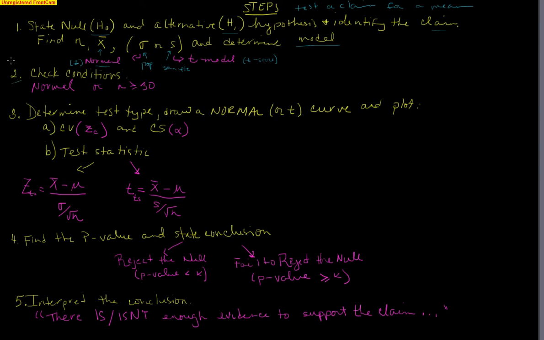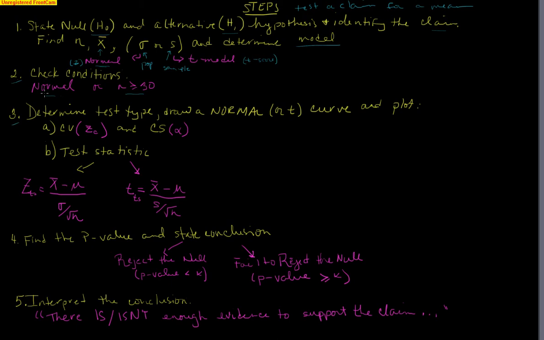Okay, we have conditions to check, and those are just like with a confidence interval. If our population data is normally distributed, then we can just go forward. If not, we need to be sure we have a sample size of at least 30 or more.